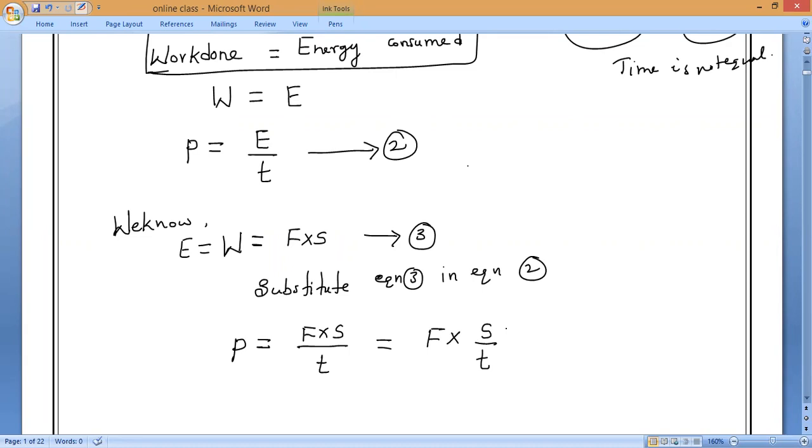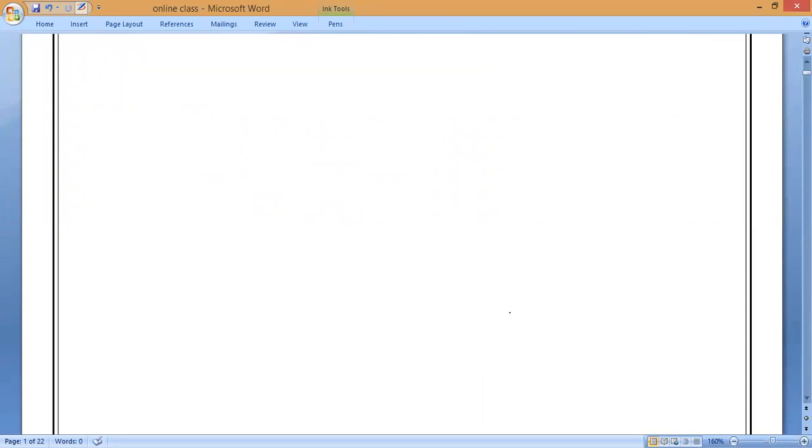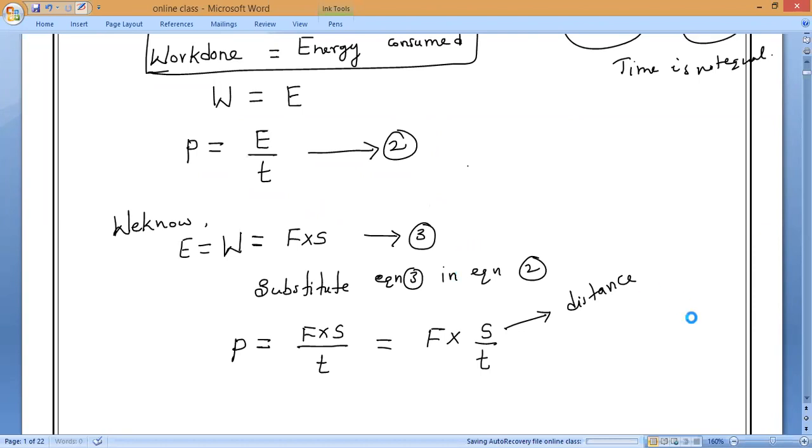What do you mean by S? S means distance, or displacement. So now distance by time is equal to something. Anybody can tell me? We all know from the first chapter we are studying. What is that? Speed, sir. Yes. So speed is equal to distance by time. That is what we are studying.